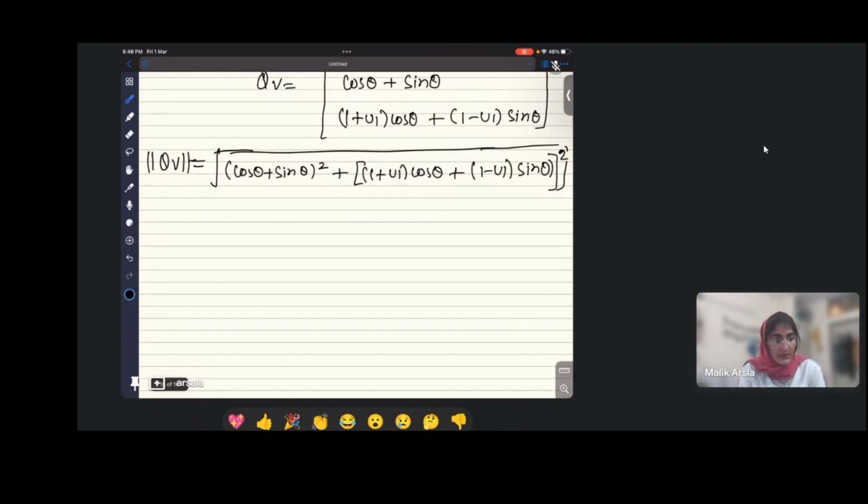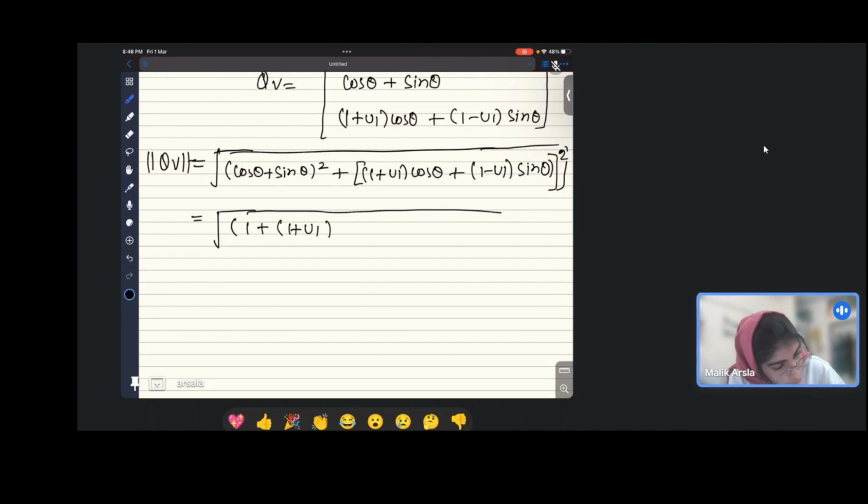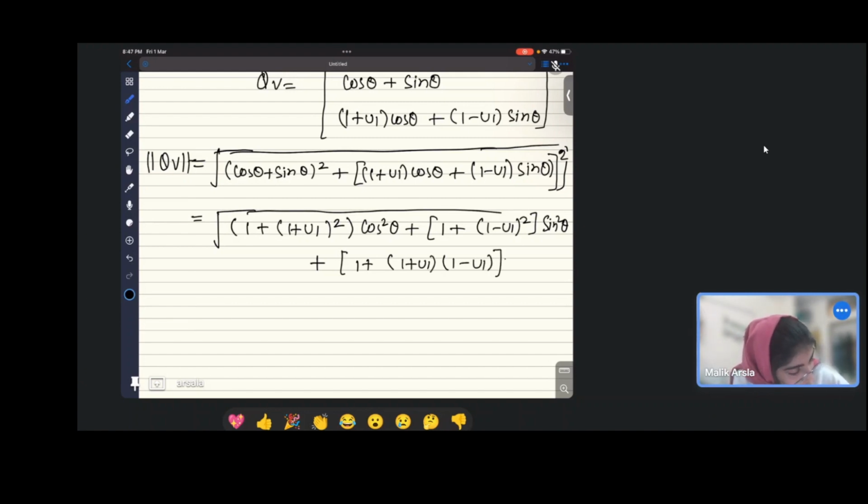So you can simplify it along with me. Okay, it will be under root of 1 plus u1 square into cos square theta plus 1 plus 1 minus u1 square into sine square theta plus 1 plus 1 plus u1 into 1 minus u1 twice sine theta cos theta.